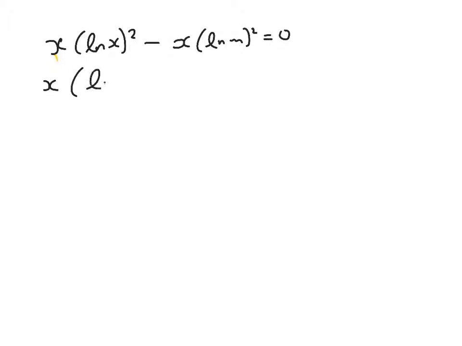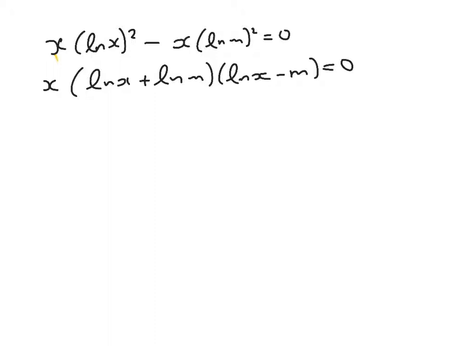Right, we should have this: x times the log of x squared minus x times the log of m squared is equal to 0. Take out the common factor of x, and now I've got the difference of two squares. So this is going to give me three possible solutions. And we're going to look at each of those and then decide whether we accept or reject them.